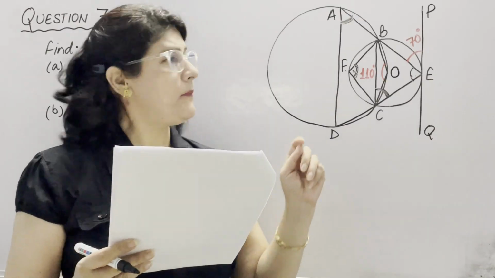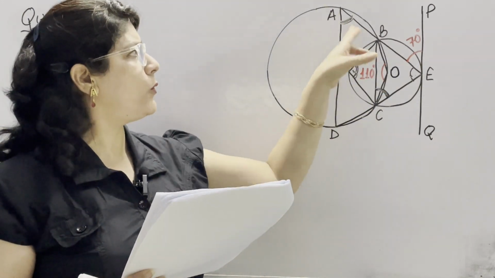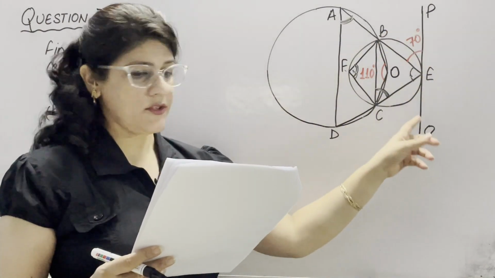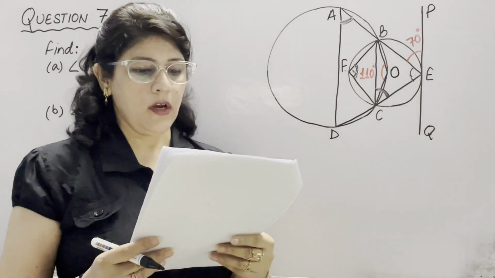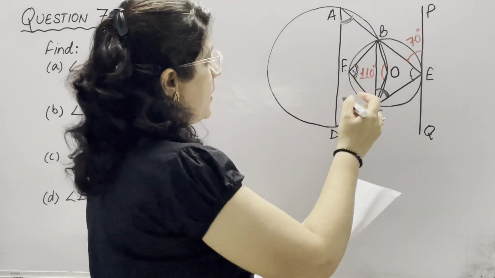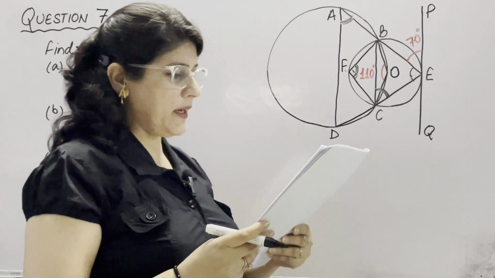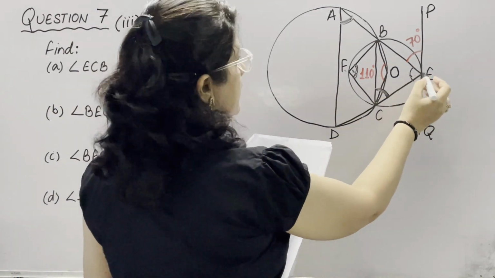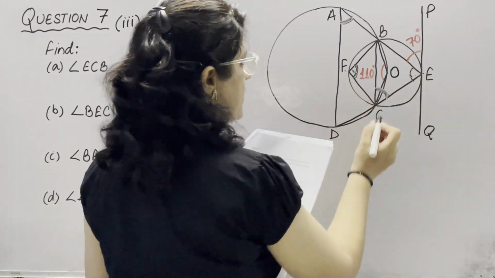In part number 3, ABCD is a cyclic quadrilateral. All the four corners lie on the circumference of the circle. And PQ is a tangent to the smaller circle at this point E. Now given angle AEP is equal to 70 degree and then angle BOC is equal to 110 degree. Find angle ECB. Find this angle, we need to calculate ECB.